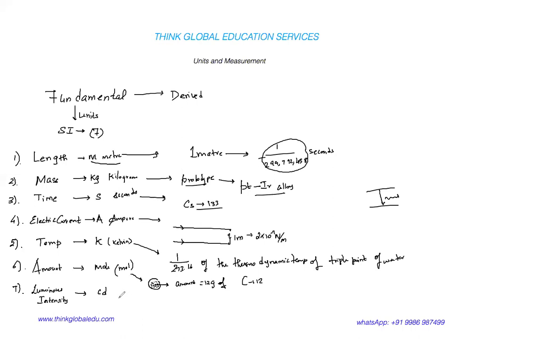And luminous intensity is represented by candela. Candela is the luminous intensity of a black body of surface area 1 by 600,000 meters squared, placed at the temperature of freezing platinum and at a pressure of 101,325 Newton per meter squared, in the direction perpendicular to the surface.